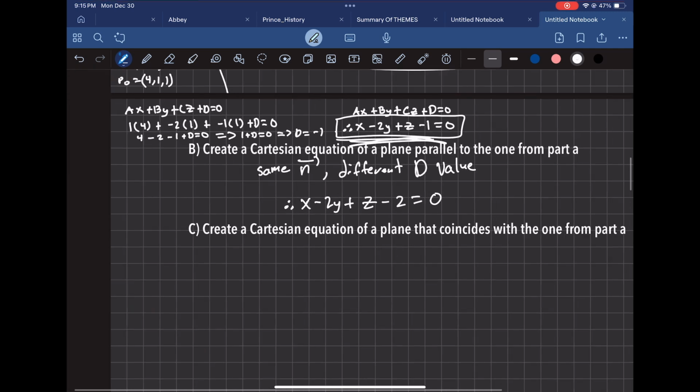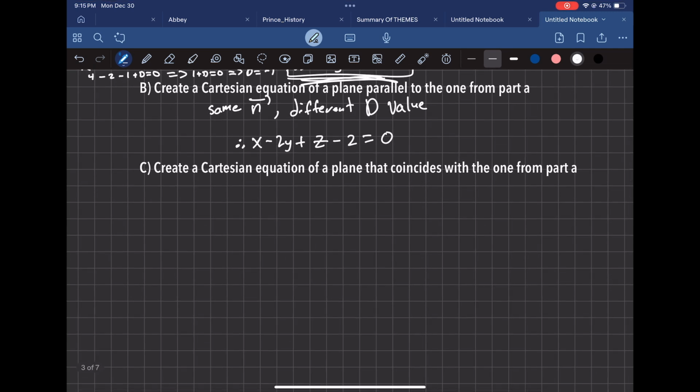Now C. Create a Cartesian equation of a plane that coincides with the one from part A. Now the key word here is coincides, and what coincides means in mathematical terms is basically when a line or plane lies on top of each other. So if you have this line over here, imagine creating another line that lies exactly on top of it. So it's two lines on top of each other.